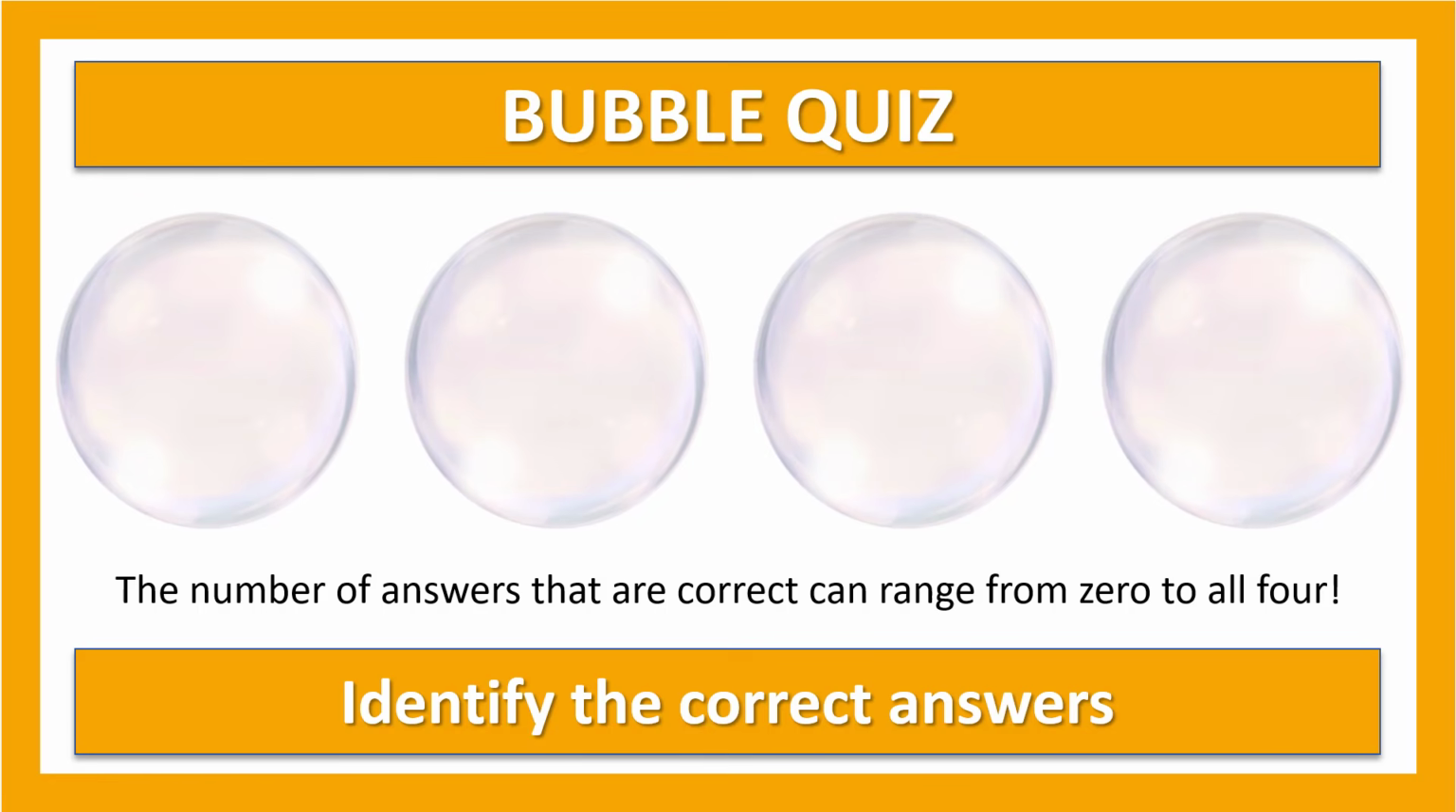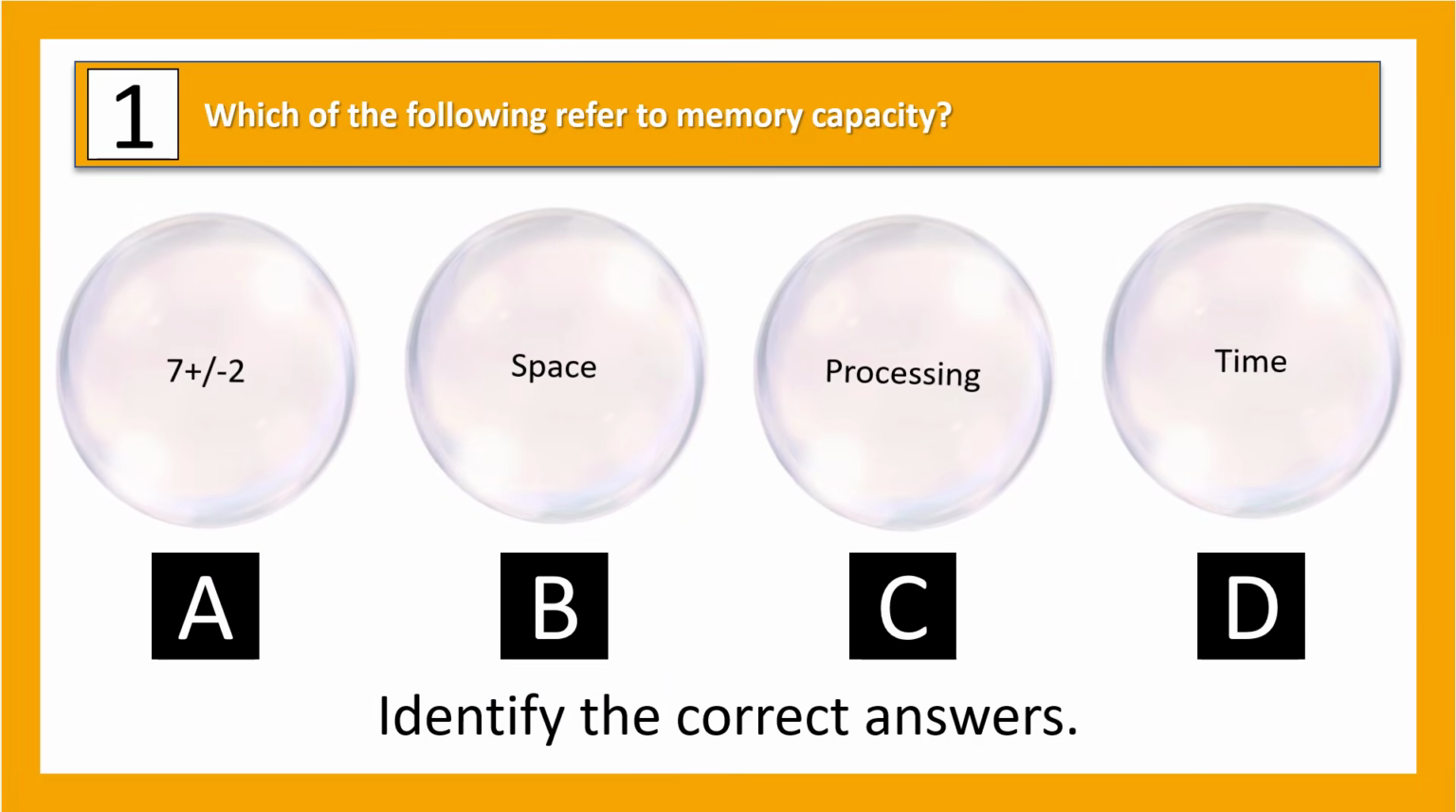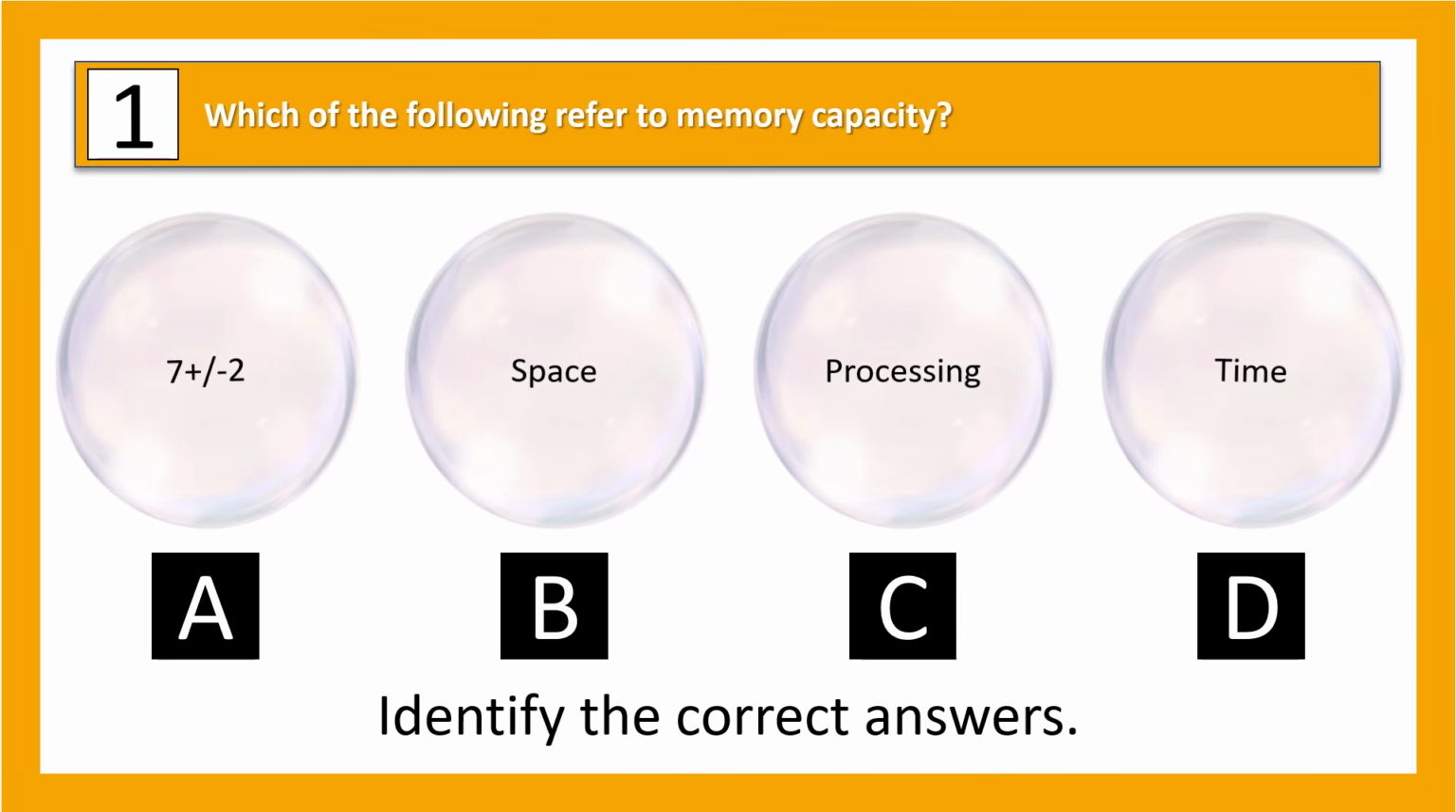Let's have a little bubble quiz. So you can have your pen and paper ready. The number of answers that are correct can range from 0 to all 4, but I want you to identify which are the correct answers to the question that will come on the screen. But you can also focus on how many of them are correct. Bear in mind, it might be none, it could be tricking you, or it could be all of them. So, first one. Which of the following refer to memory capacity? So identify the correct answers.